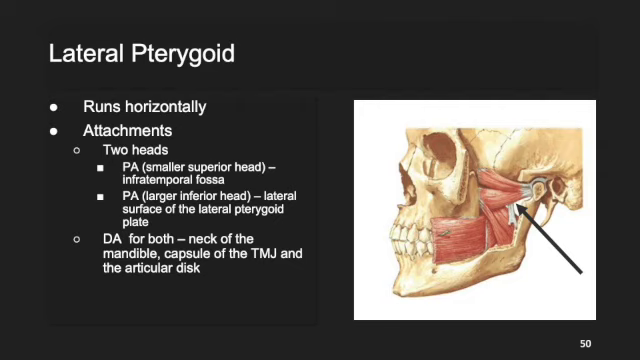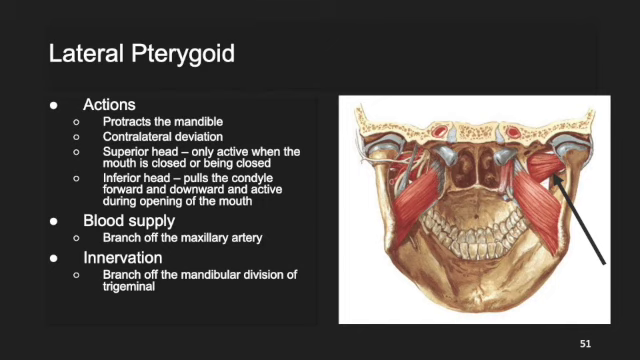Understand proximal and distal attachments. Also understand where the smaller head is going to be, and where the larger inferior head is going to be as well. So looking at the lateral pterygoid here, its job is to protract the mandible, and it's going to do contralateral deviation. Don't get confused with this one. Look at the arrow and look at the muscle, and understand where that muscle is and how it's going to contract. Because this muscle is in multiple planes, it's going to have multiple actions.